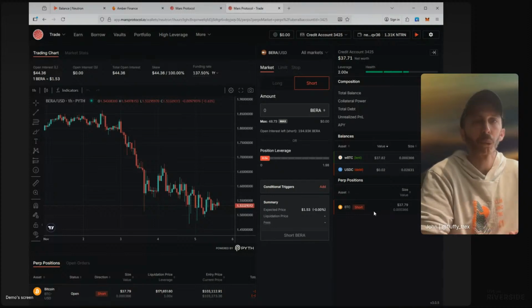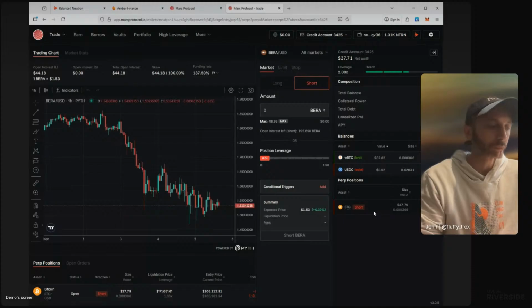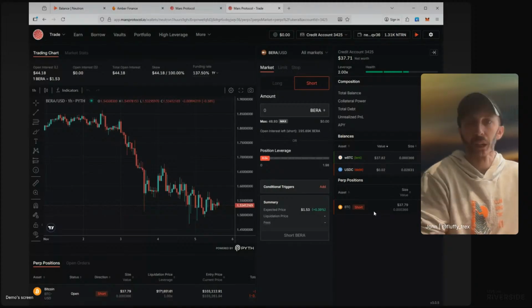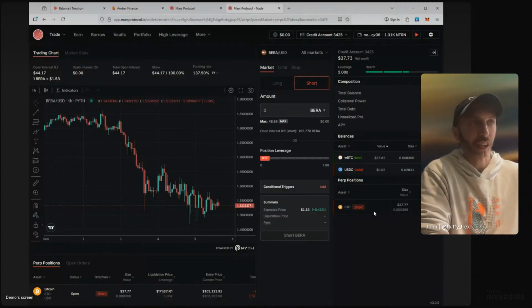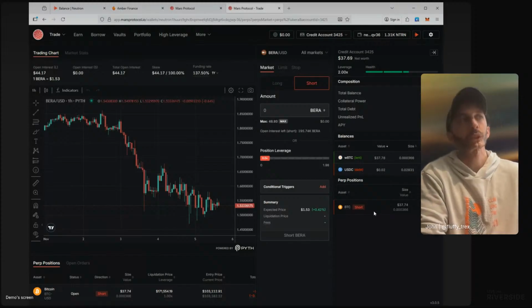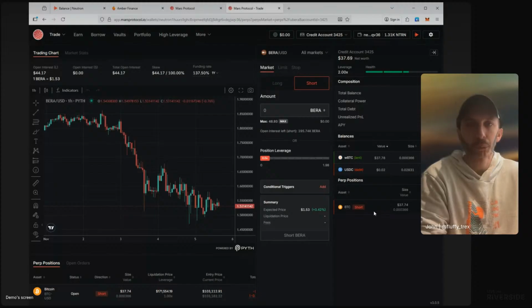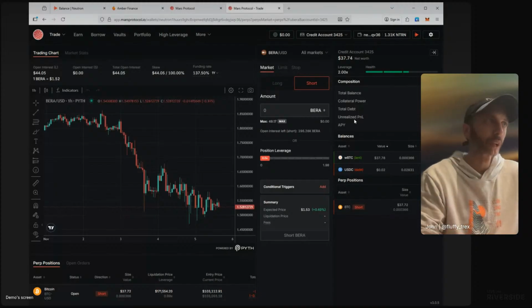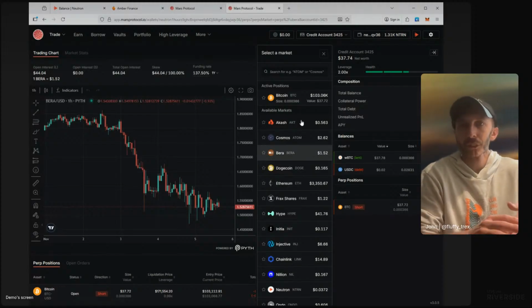So you would have to go buy Bera on another platform. Maybe you go to another chain, the Bera chain, and you buy spot Bera and you just hold that there. But you'll have to put up some collateral in order to short your Bera and manage your take profits and stop loss very well.